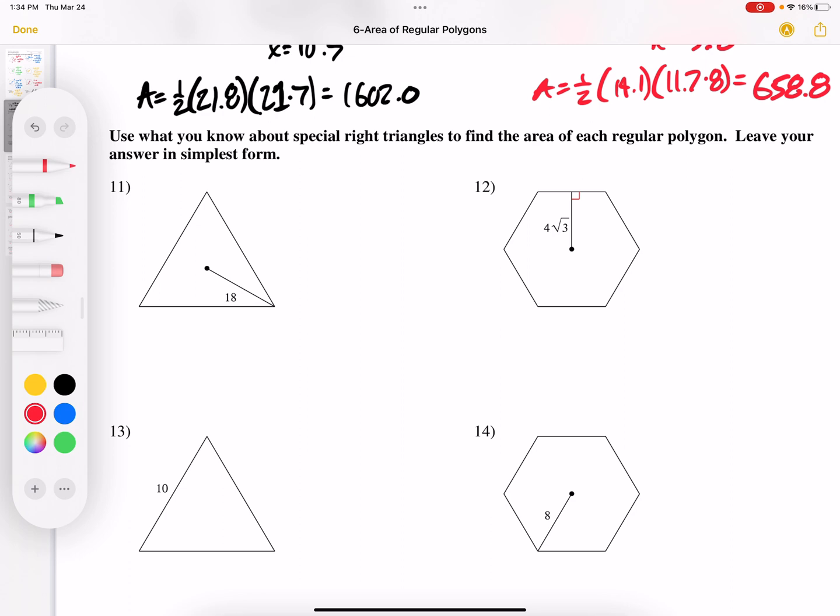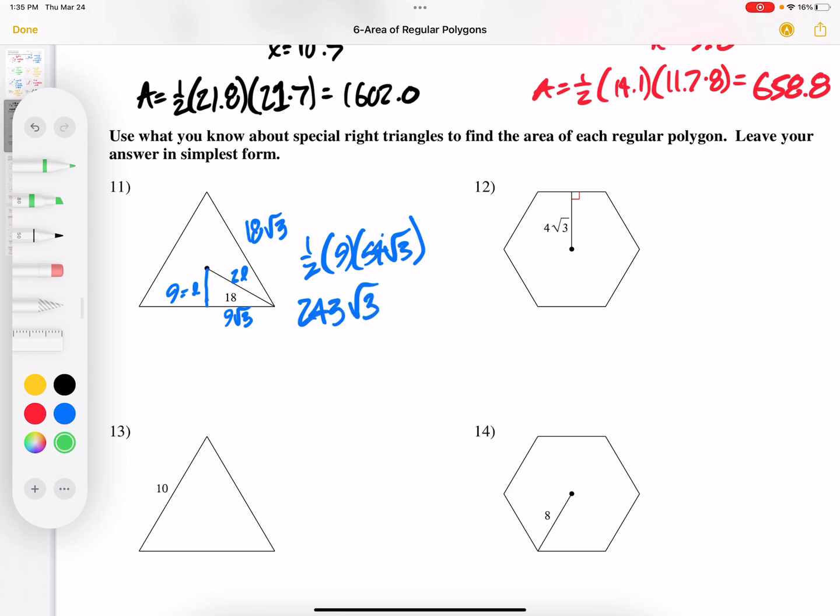Number 11, I've got a radius of 18 on this triangle. So I know that this part is going to be, this is 2L, this is L. So this is going to be equal to 9, and this is 9 square root of 3. So my side length is 18 square root of 3. 18 times 3 is 54. So it's 1/2 times 9 times 54 square root 3. So that is going to wind up being 243 square root 3.